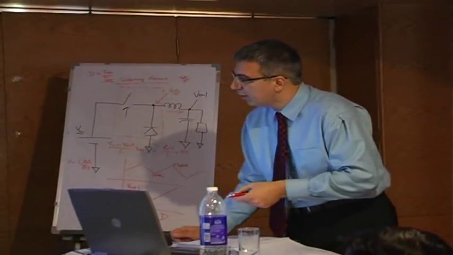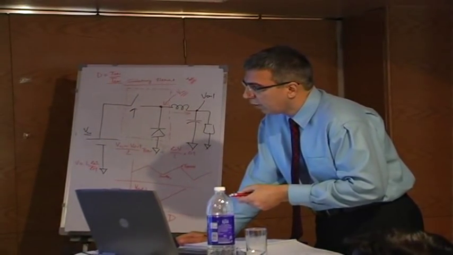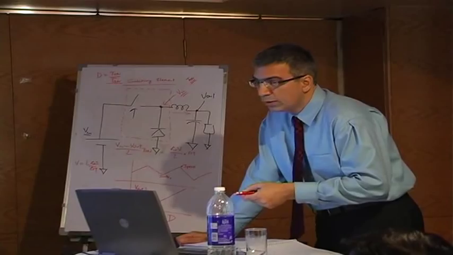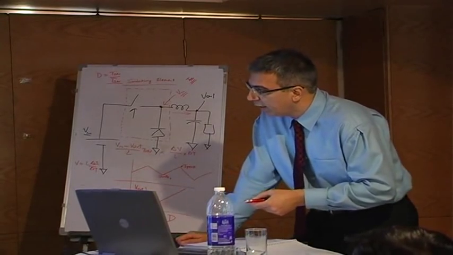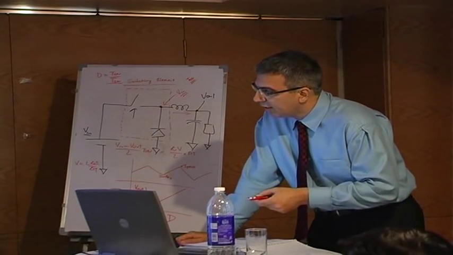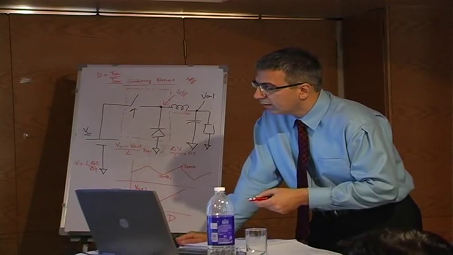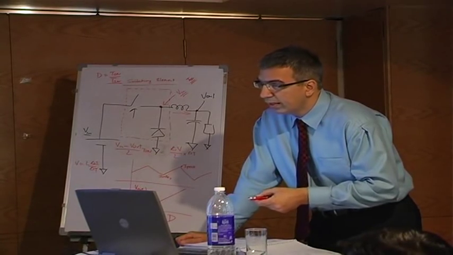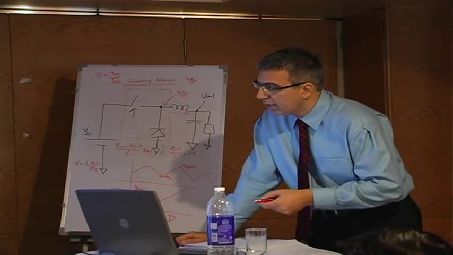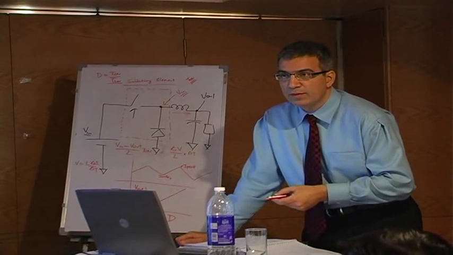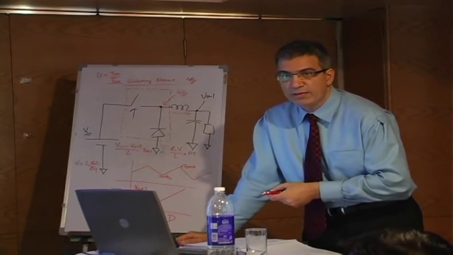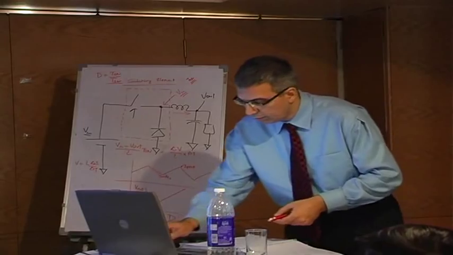So the average current here, I out. Okay, how do you calculate I out? You can calculate I out by calculating the area under this triangle, plus the area under this triangle, dividing by the time period. That will give you I out. That's the average function, right? So that's what we do.